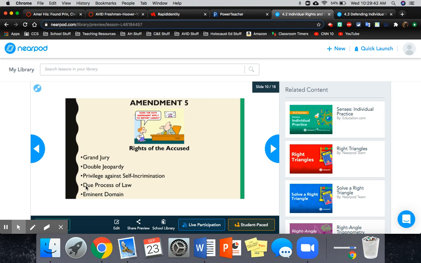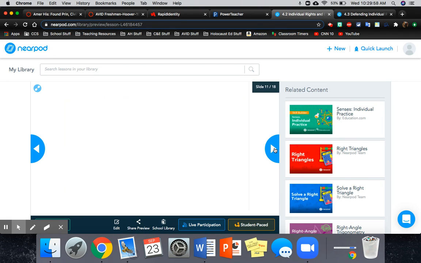And then lastly, eminent domain, which says that the government has the right to seize your property and compensate you at or above market value. For example, if they're going to build a highway and they want to purchase some of your land, they have the right to do that as long as they fairly compensate you for it.